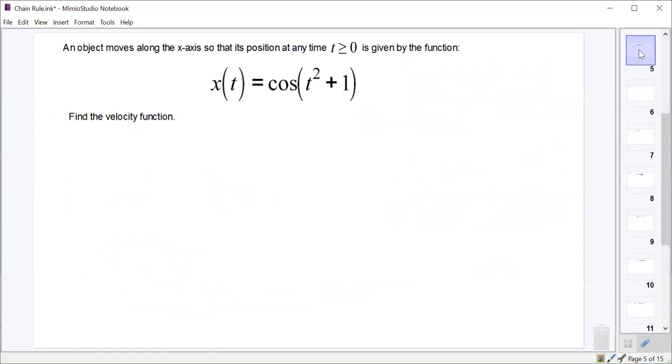All right, let's take a look at this one. We've got an object moving along the x-axis, and we're given its position function at any time t greater than or equal to 0. That position function is cosine of t squared plus 1, and we want the velocity function. So if we're trying to go from a position function to a velocity function, what is the step that we need to take?